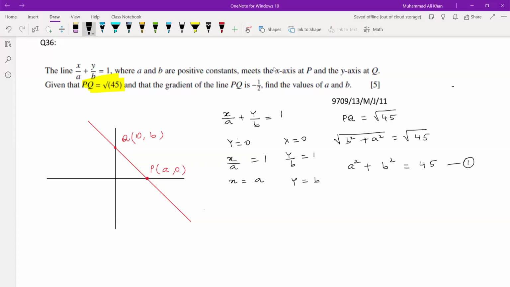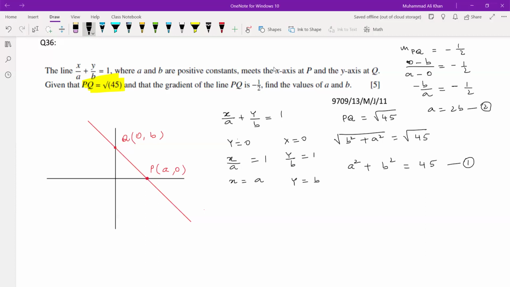Any confusion? No. After that, the next equation: the gradient of PQ is minus 1 upon 2. I'm writing here, the gradient of PQ is minus 1 upon 2. And what does the gradient of PQ mean? It is (y2 minus y1) over (x2 minus x1), so it is 0 minus B divided by A minus 0 equals minus 1 upon 2. Minus B over A equals minus 1 upon 2. Cross multiplication, A equals 2B. Let's say this is equation 2. Any confusion? Equations 1 and 2 are done.